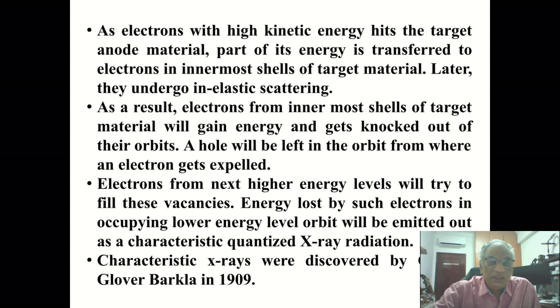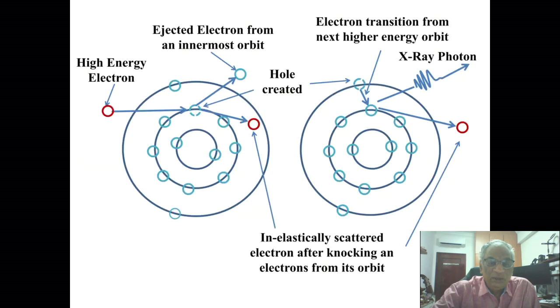The characteristic X-rays were discovered by Charles Glover Barkla in 1909. In this slide you can see a high energy electron entering into the atomic structure very close to the nucleus. So the innermost electrons will get hit by the high energy electrons and knocked out of the particular orbit as shown in the dotted electron. That indicates hole created due to expel of the electron from that place.